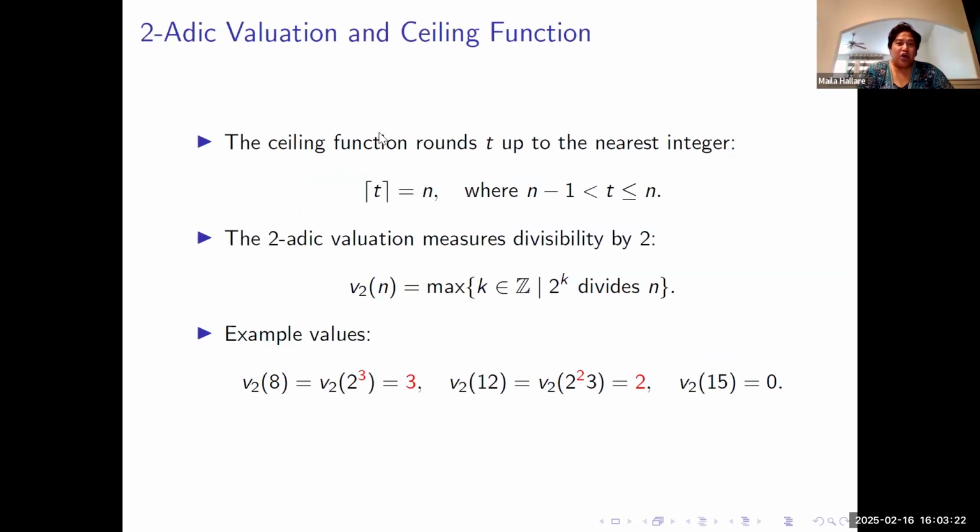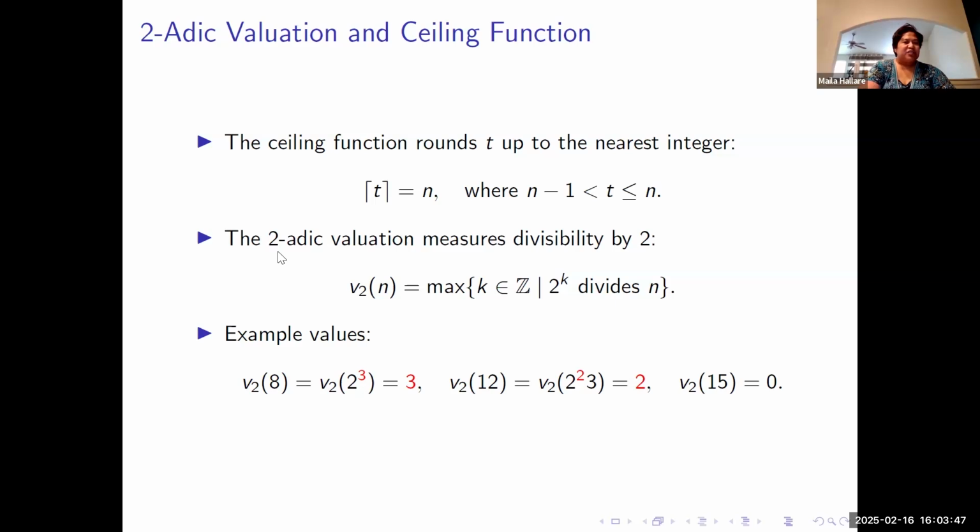Let us first talk about the ceiling function. The ceiling function is sometimes known as the rounding up function. Here, we know that any t is always bounded between two consecutive integers. So the ceiling of t will be equal to n, wherein t is between n minus 1 and n. That's easy, rounding up.